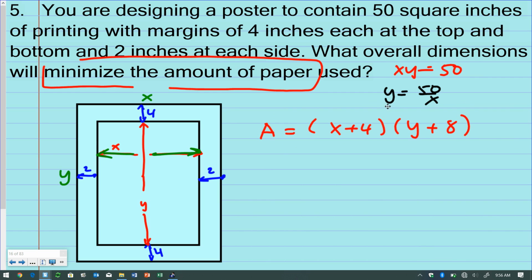All right. If y is equal to 50 over x, is everybody good? You just plug in right there. Guys, at this point, I need to take the derivative, and you have a choice. You can distribute, then take the derivative, or you can do product rule. Which one would you rather do? I can do either way. Product rule? Okay, so let's do product rule.